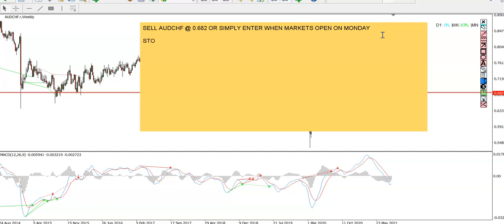The stop loss is going to be 130 pips, giving it a bit of time to work out. Take profit at 0.645, and the break even at 0.672.